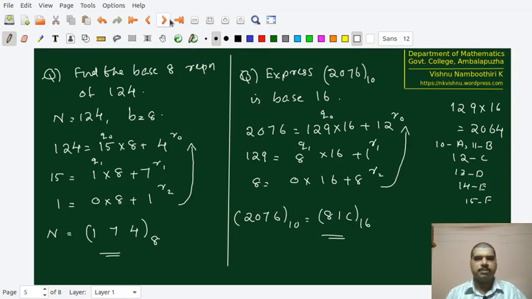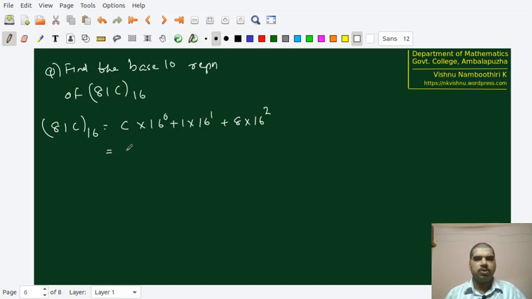A, B, C, that's correct. So we have C equal to 12 (not 9, 10, 11, but 10, 11, 12). Therefore, this is 12 into 16 to the power 0, plus 1 into 16 to the power 1, plus 8 into 16 square. On computation, this is 12 plus 16 plus 8 into 16 square.